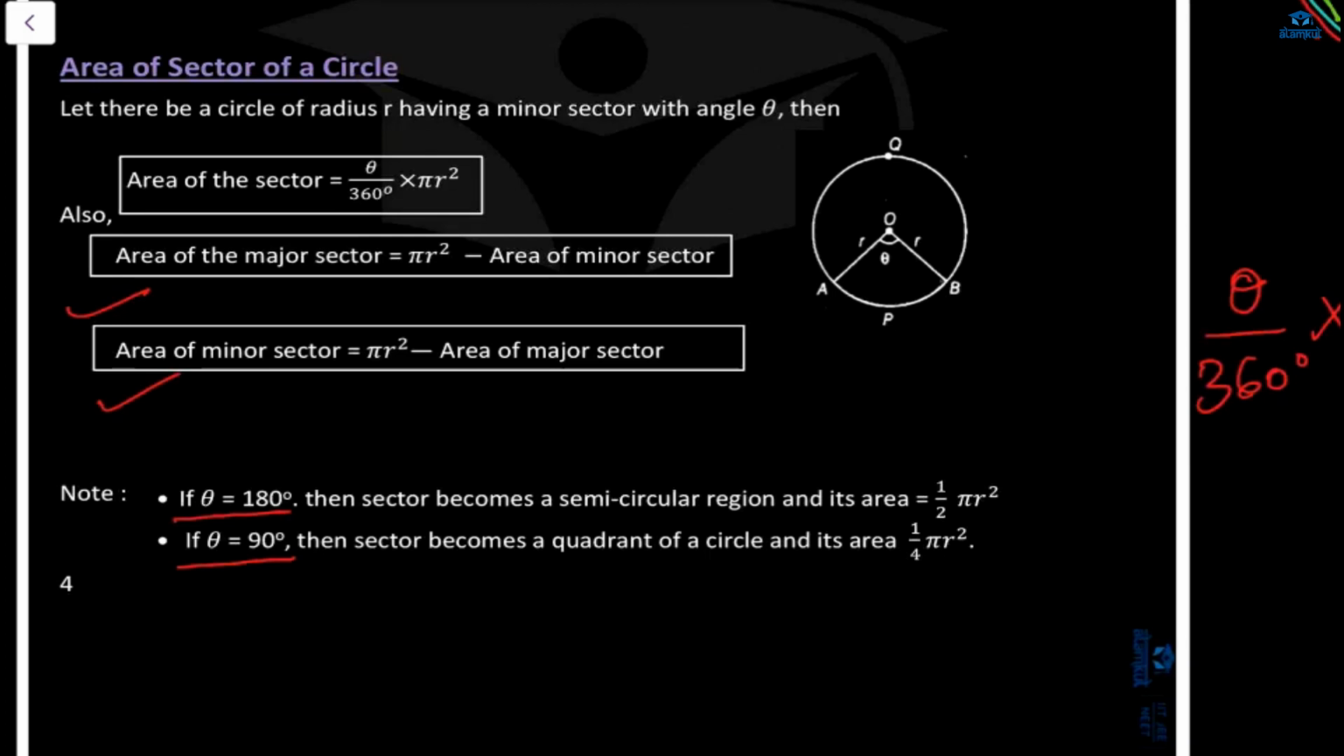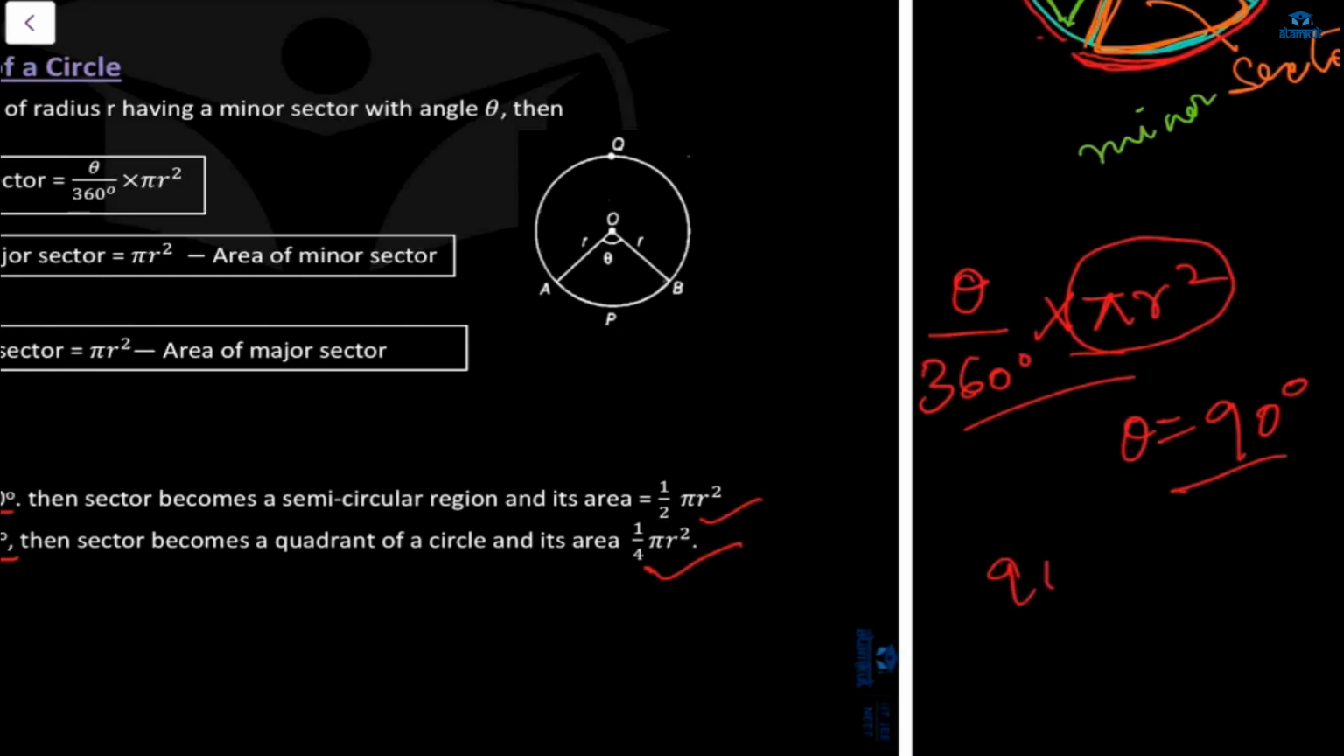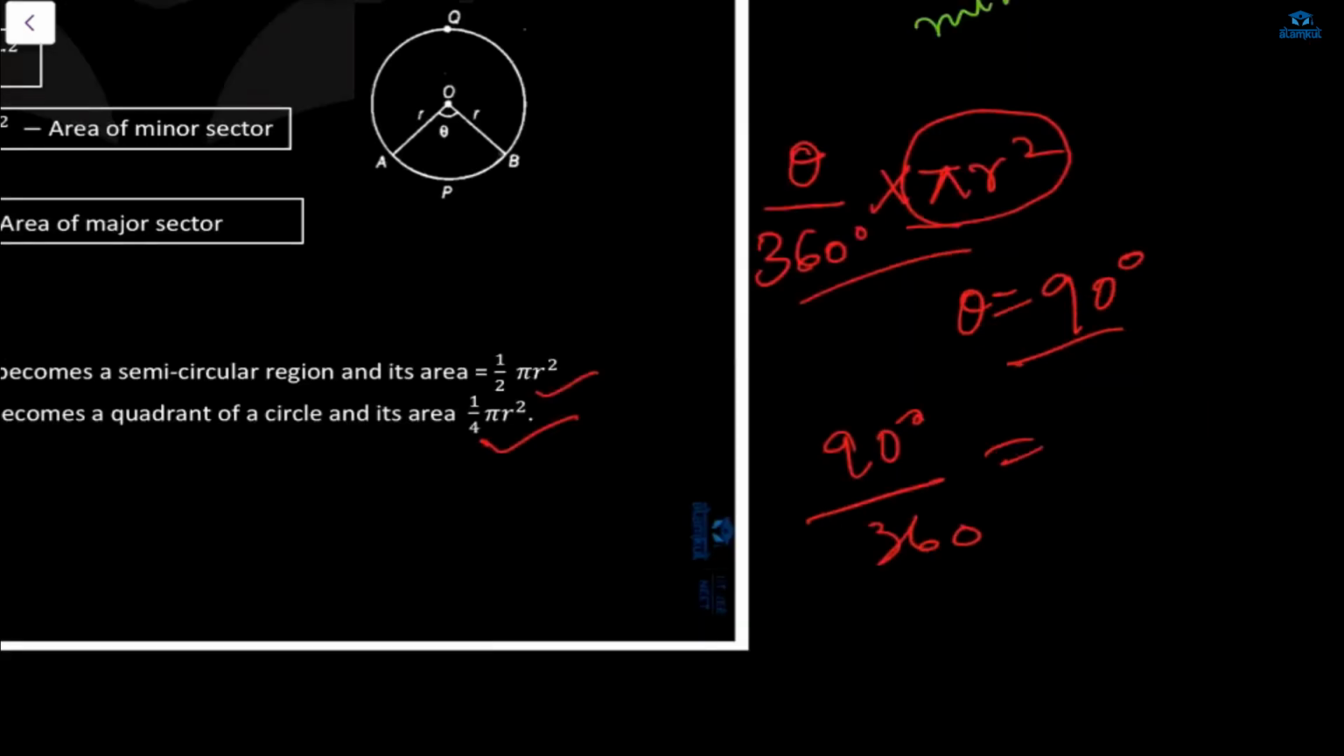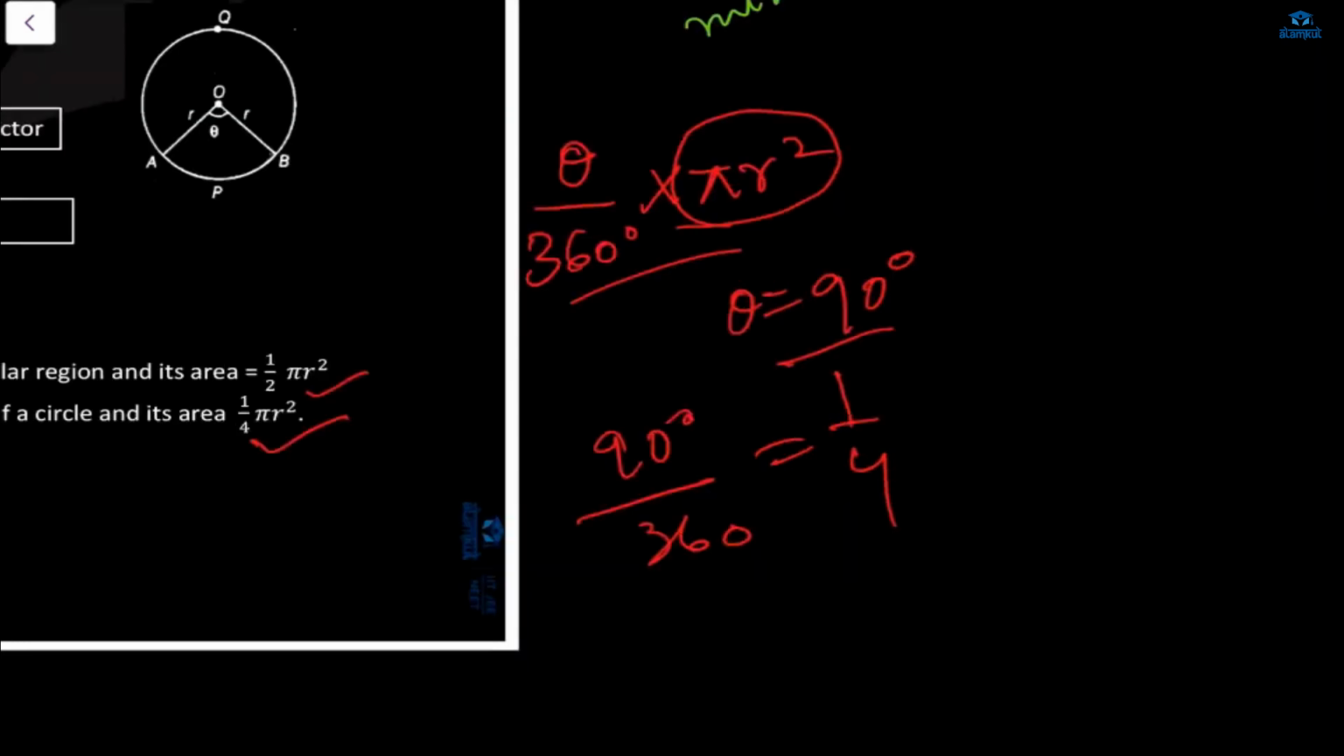So if theta value is equal to 180 degrees, that is a semicircle, and you can find the area as half pi r square. And if theta is 90 degree, then you can find the area as 1/4 pi r square. Actually, this is also following the same formula. 90 degree upon 360 degree, what will you get? 1/4. 180 degree upon 360 degree, what will you get? 1/2.